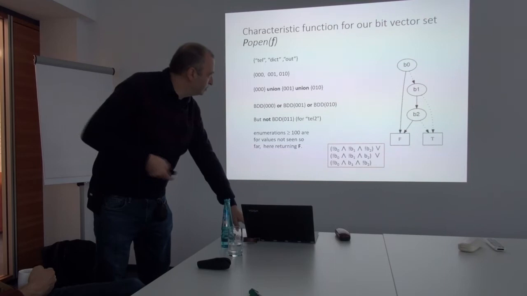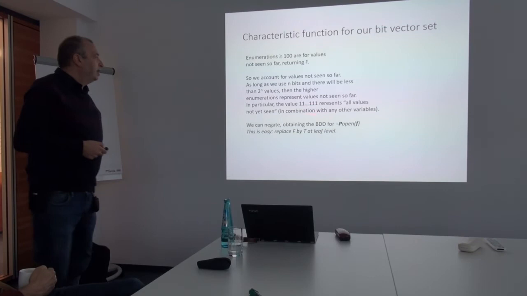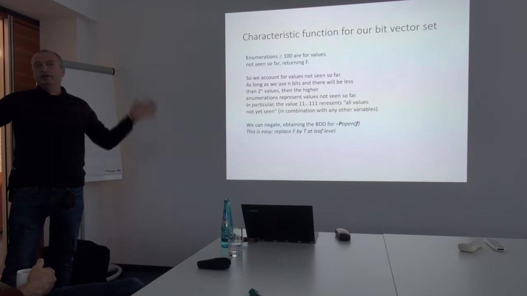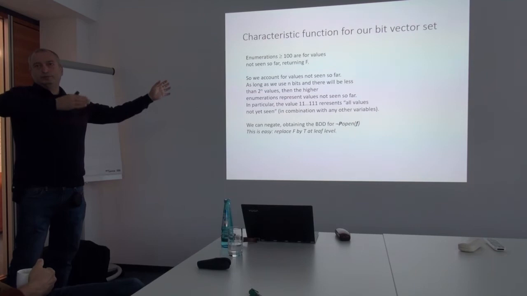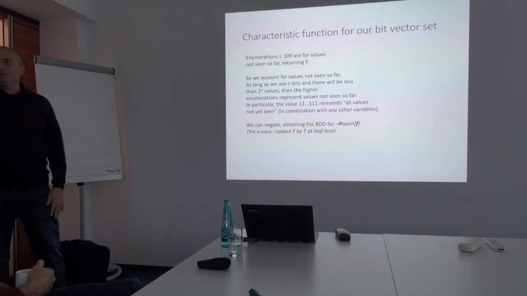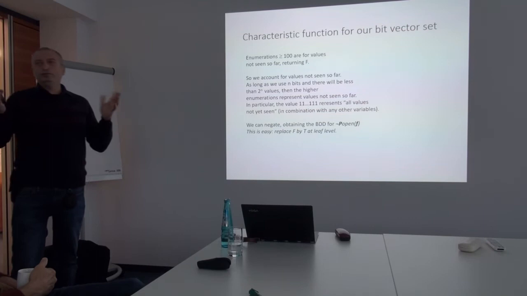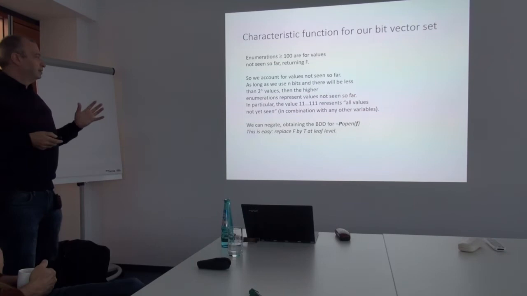In particular, I have the last enumeration, 1, 1, 1, because I have 3 bits. That value is always representing all the values that I did not see. Maybe there are others, since in this case it's from 1, 0, 0, but this one in particular is all the values I did not see. And I need to make sure that I would never enumerate on 1, 1, 1, so my enumeration would not go as far as that. If it would go as far as that, then I need to do something. Then the BDD is not wide enough.